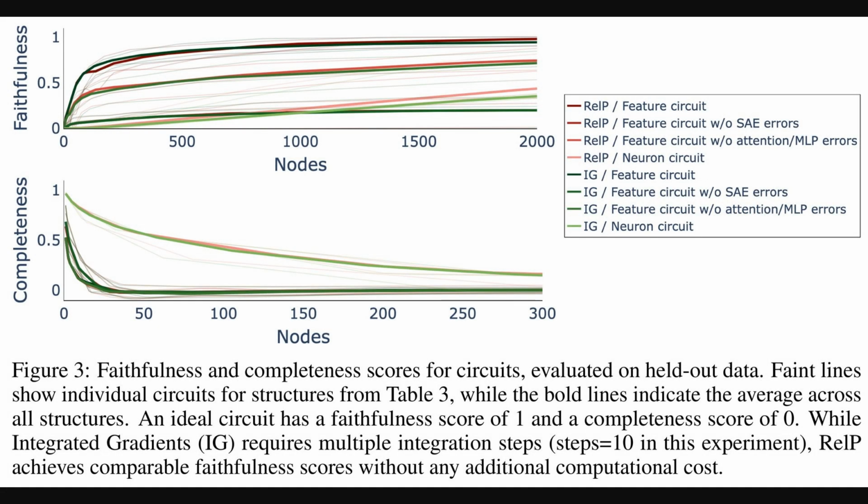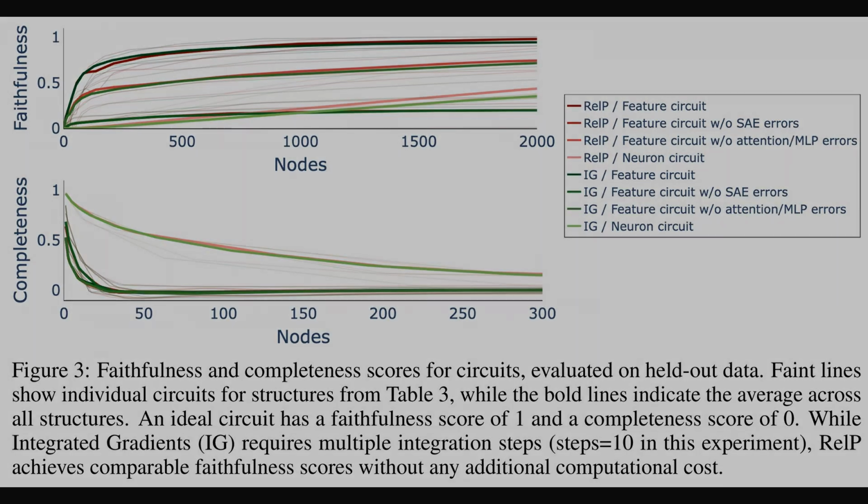Well, Figure 3 tracks circuit quality as the number of nodes increases, which directly tests whether small circuits capture model behavior. The top panel shows faithfulness rising quickly and flattening near 1 for feature circuits, with RelP matching integrated gradients despite lower compute. The bottom panel shows completeness dropping towards 0, so the remaining model explains little once the circuit is active. The legend distinguishes RelP and integrated gradients for feature and neuron circuits, including versions without sparse autoencoder errors.